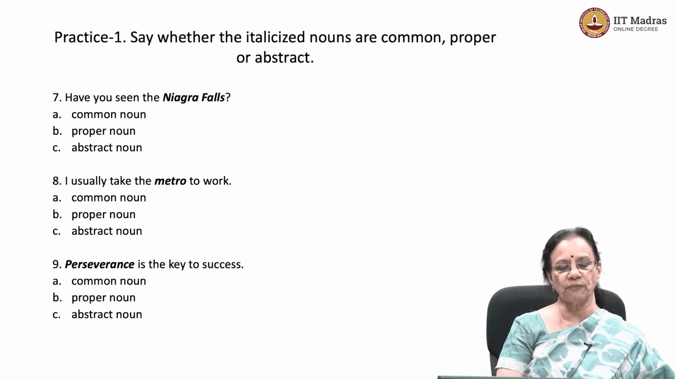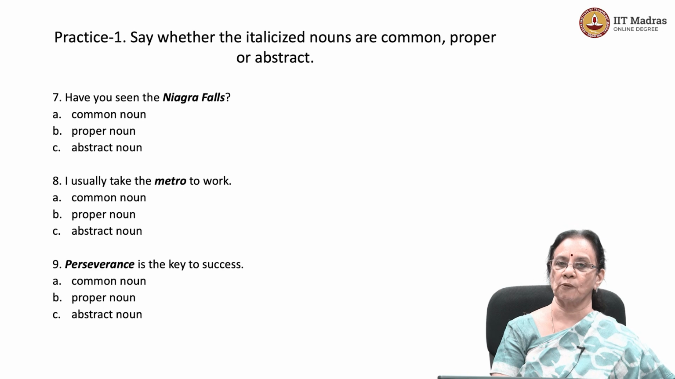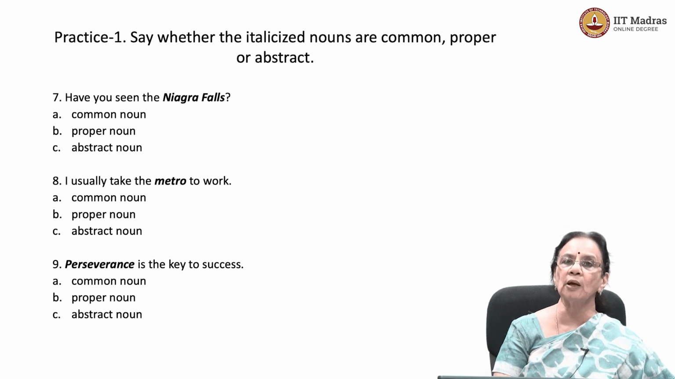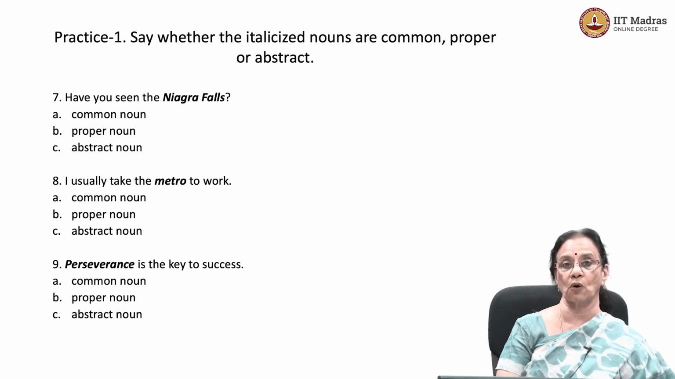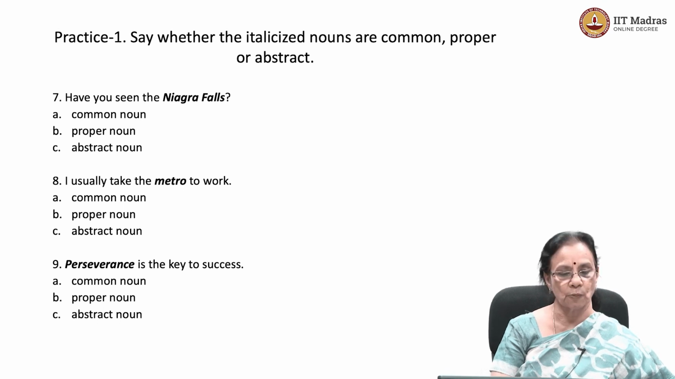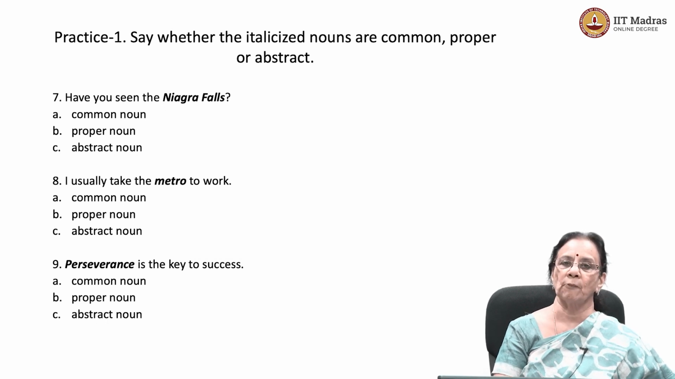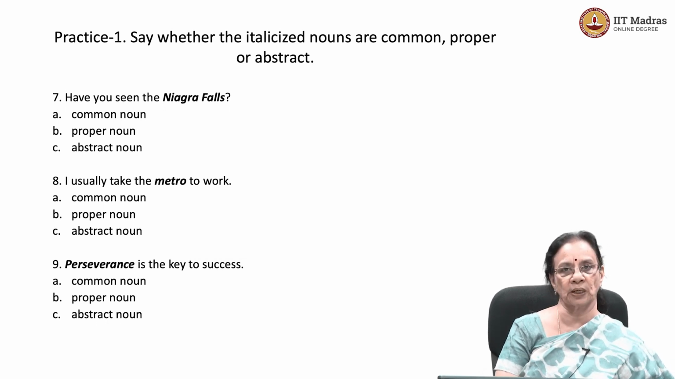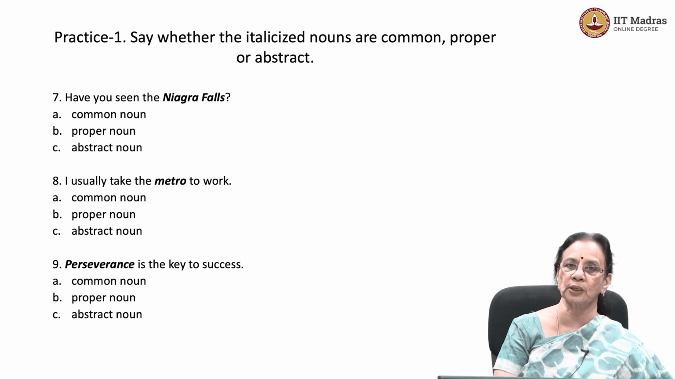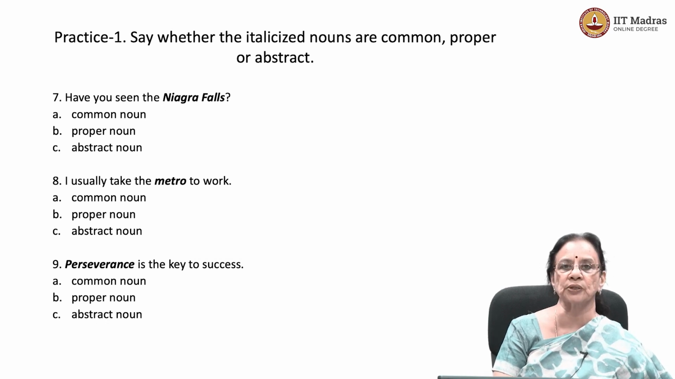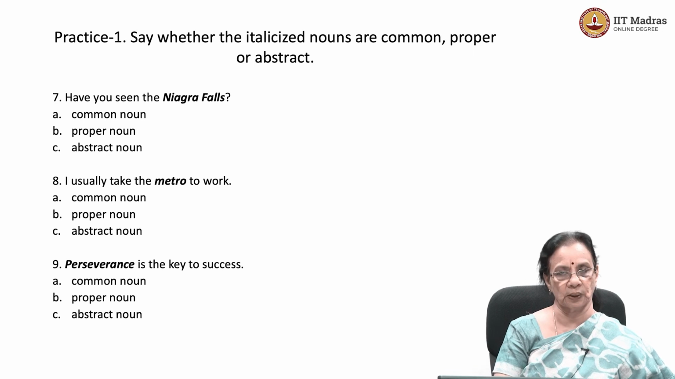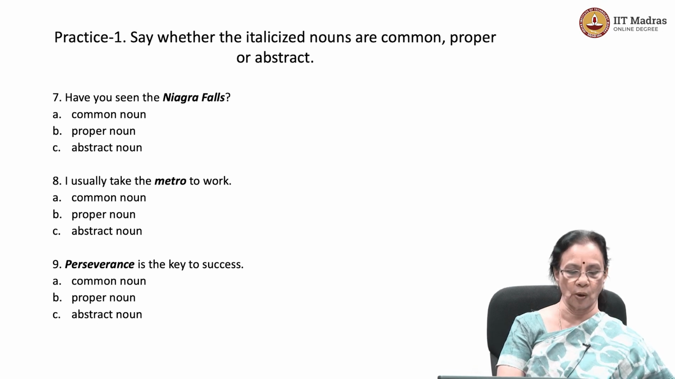The next sentence: have you seen the Niagara Falls? Here we have the name of the fall, Niagara Falls. So definitely it is a proper noun. And then the eighth one: I usually take the metro to work. Metro here is a common noun because the name of the metro station is not mentioned. It could be any metro in the world. So it is a common noun.